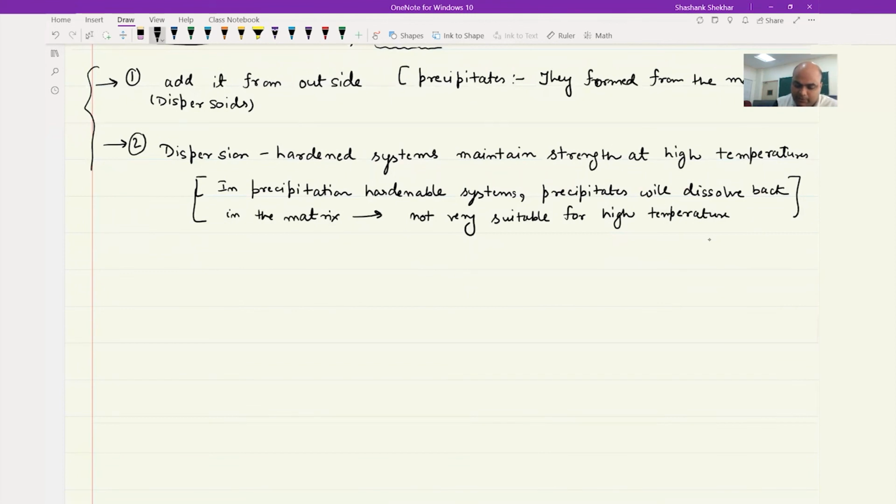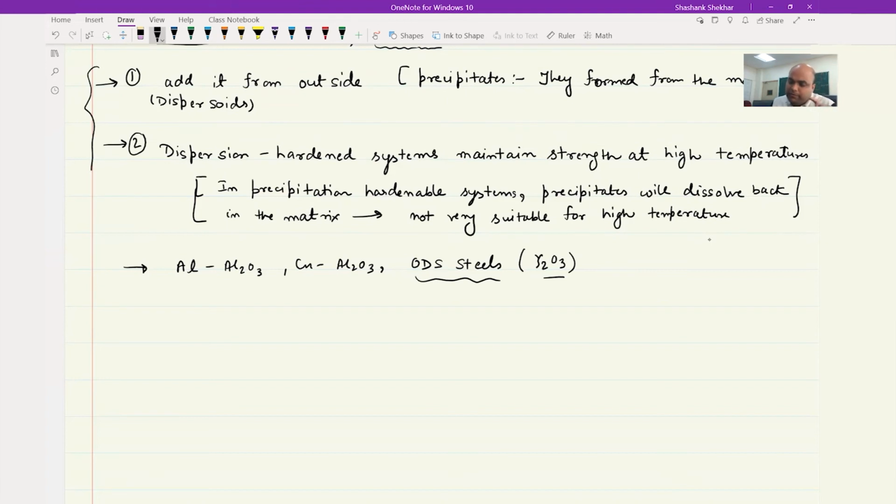If I talk about examples for dispersion hardenable systems, you have aluminum with Al2O3, or say copper with Al2O3, and one of the famous ones is ODS steels, which are being used in nuclear power plants. ODS means oxide dispersion strengthened steels. These are ferritic steels with high chromium, and then you are adding yttria, Y2O3. The yttria acts as dispersoids in the matrix, and thereby provides strength at higher temperature. So these ODS steels are being used in nuclear power plants also.